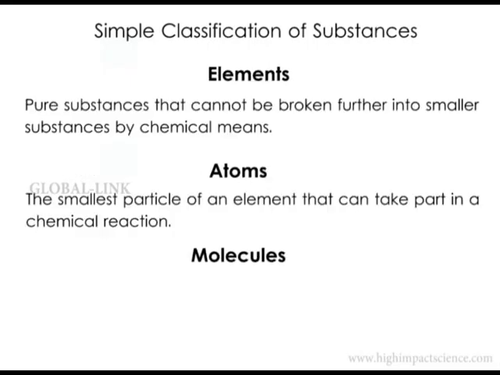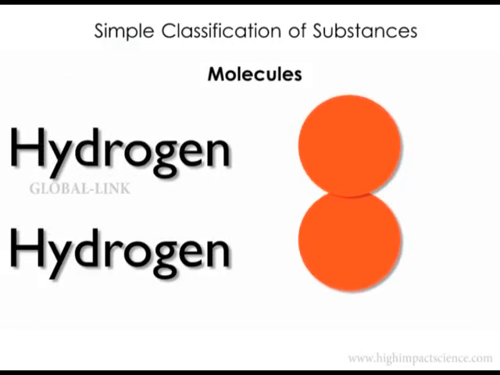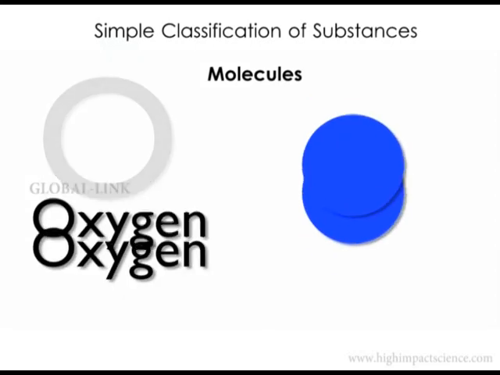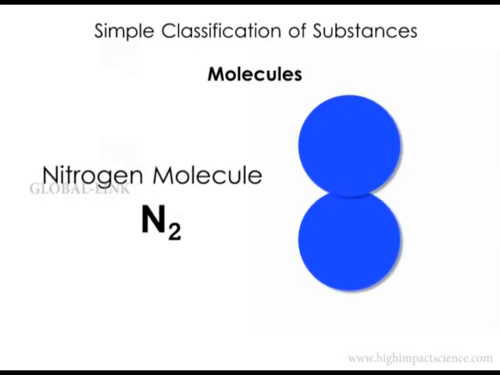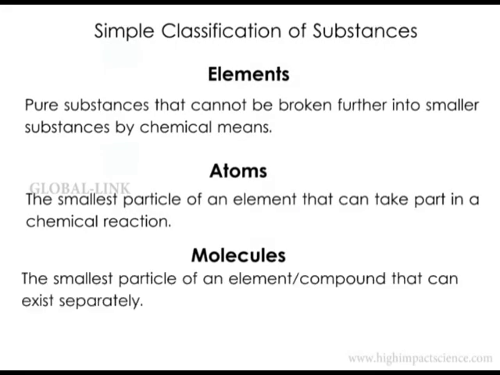Atoms of some elements cannot exist independently, but join together to form small groups called molecules. For example, two hydrogen atoms join together to form a hydrogen molecule. Others include oxygen, nitrogen, chlorine, iodine, bromine, and many others. A molecule is therefore defined as the smallest particle of an element or a compound which can exist separately.